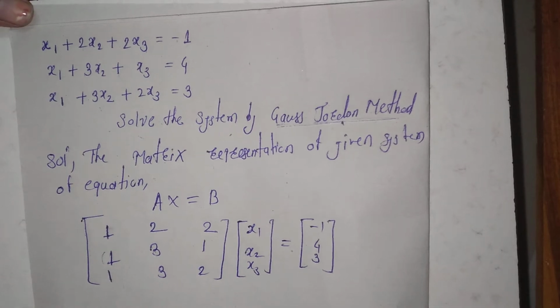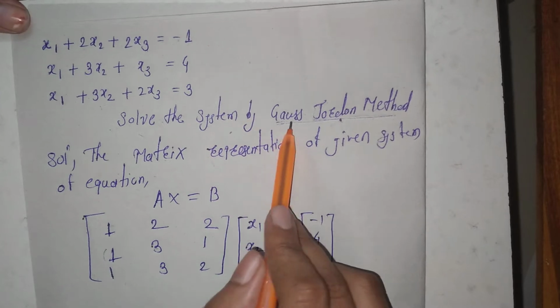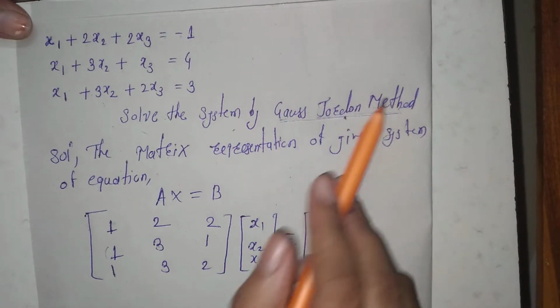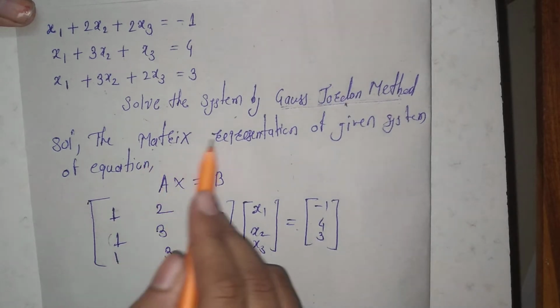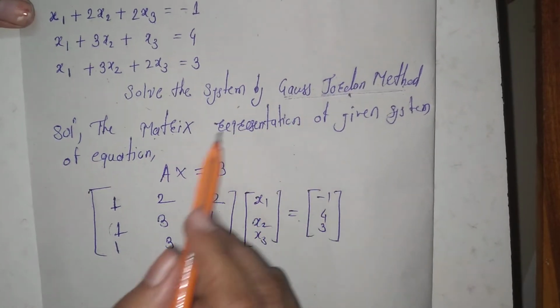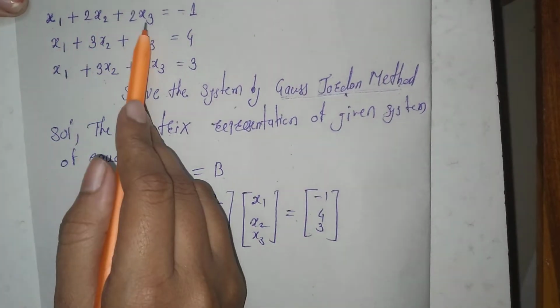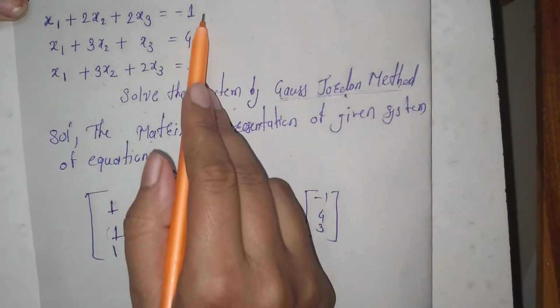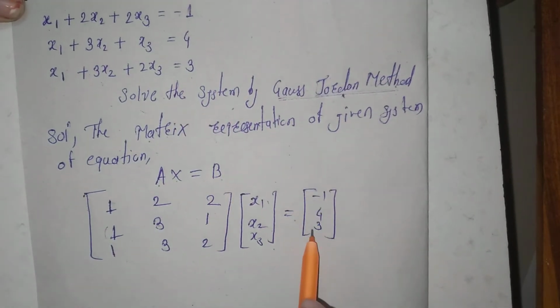Students, we have to discuss this system solved by the Gauss-Jordan method. First, this system is reduced by matrix representation, that means AX equal to B. X1, X2, X3 are the three variables, and minus 1, 4, 3 is B, the constants.